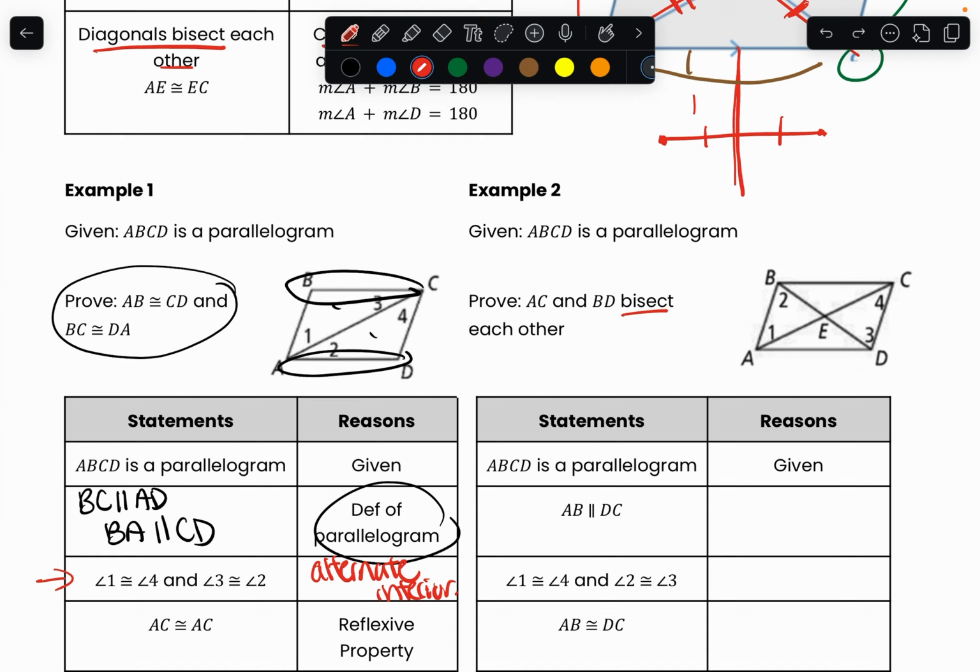Next one, it's claiming that AB is going to be parallel to CD. Well, let's check. AB, is it parallel to DC? Well, we know this is true because we know in a parallelogram the opposite sides are parallel. So this is true, and we're going to put for our reason the definition of a parallelogram. Because we know a parallelogram has its opposite sides parallel.